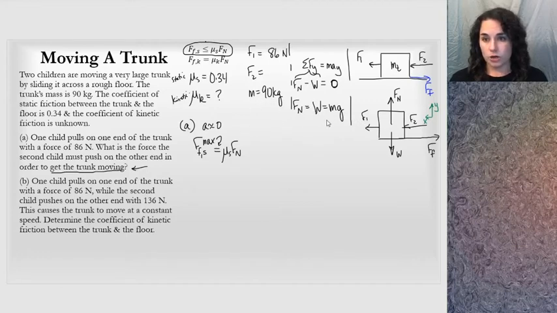Okay, so in order to solve A, let's see what A is asking. What is the force the second child must push? So we're solving for F2 in part A. What is F2? And I feel like I'm ready to set up the Newton's second law equation in the x direction in order to figure out that horizontal force, right? F2 is horizontal, and so I'll do a force analysis in the horizontal direction in order to isolate it.